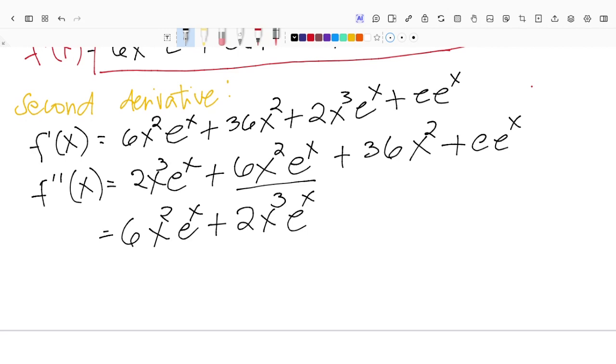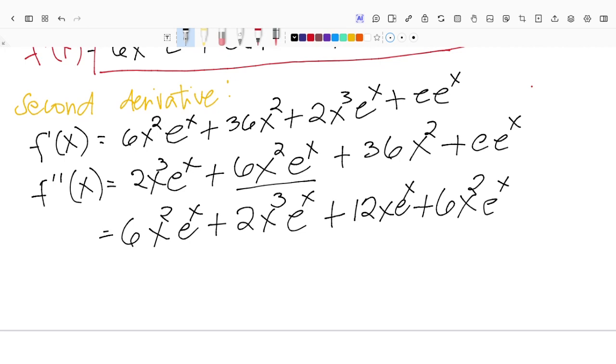Plus 12x e raised to x plus 6x squared e raised to x.